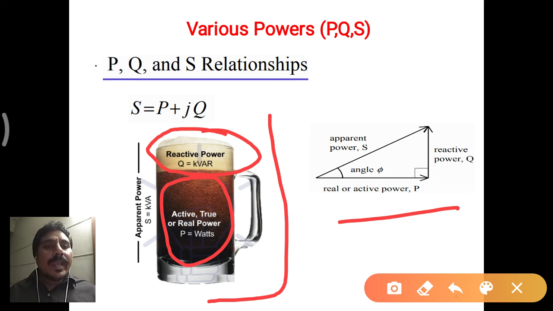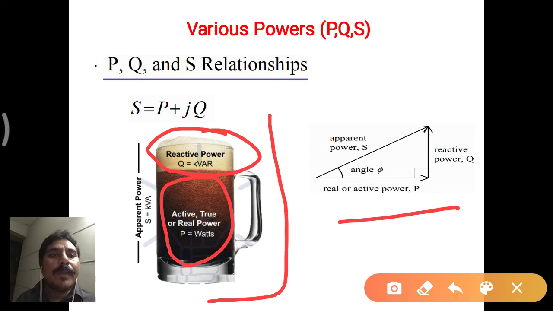Means to activate the operation of any element, the reactive power is required. The sum of this Q and this active power is nothing but apparent power. In that way, we have to understand the importance of reactive power in the circuit.